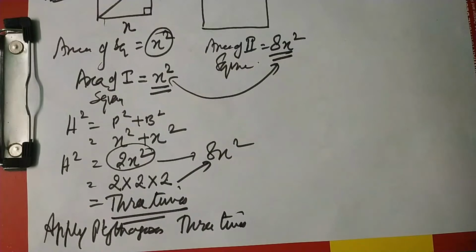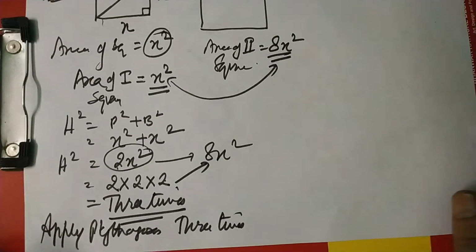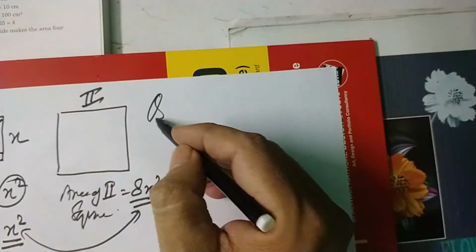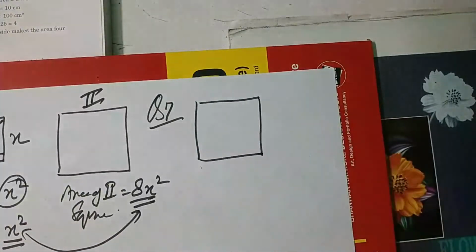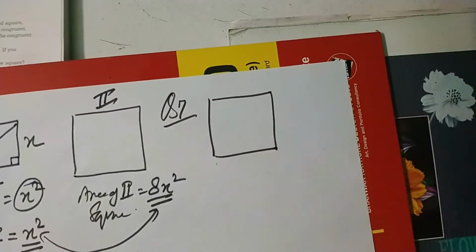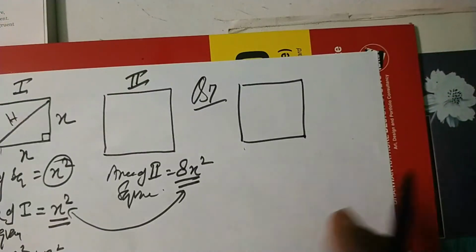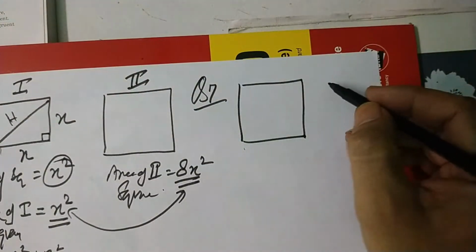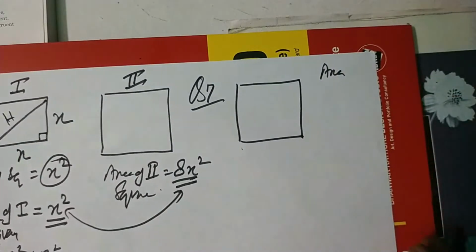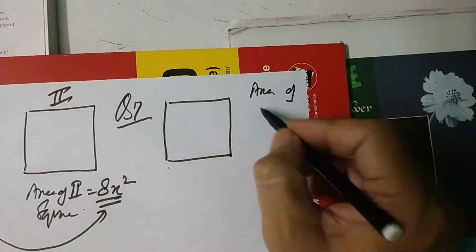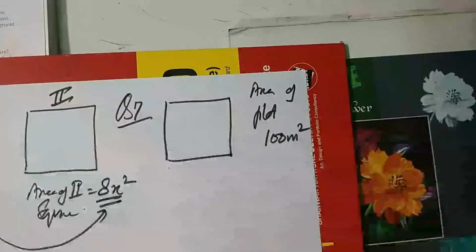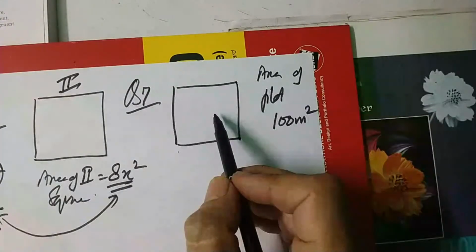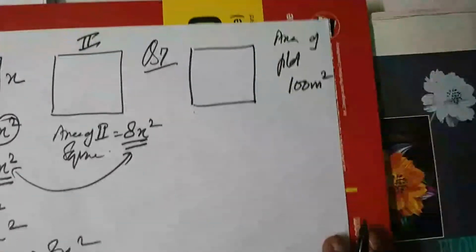Now the same question is the 7th one. A farmer has a square plot whose area is 100. So there is a farmer who has a plot whose area is 100 meter square. So the area of the plot is 100 meter square. Can you find its side?